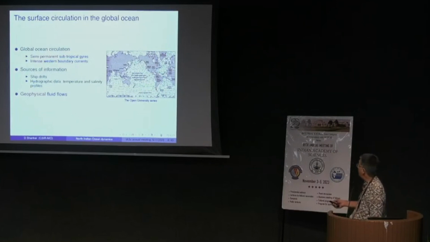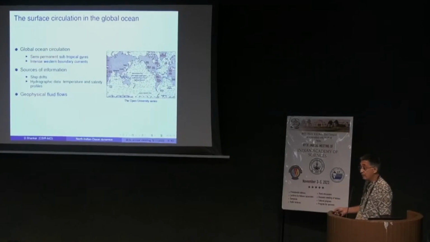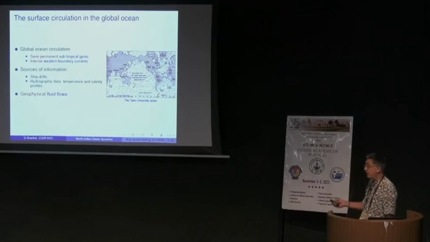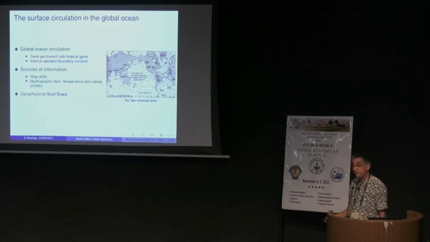So you have semi-permanent subtropical gyres. The central latitude would be around just south of California perhaps, and there are intense western boundary currents. The Gulf Stream, for example, carries about 100 million cubic meters per second. So that's the kind of transport we are talking about, and they play a very important role in our climate system.